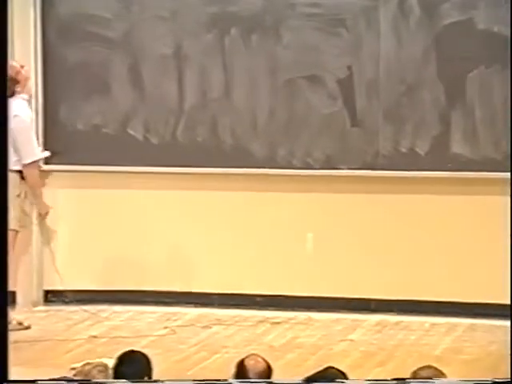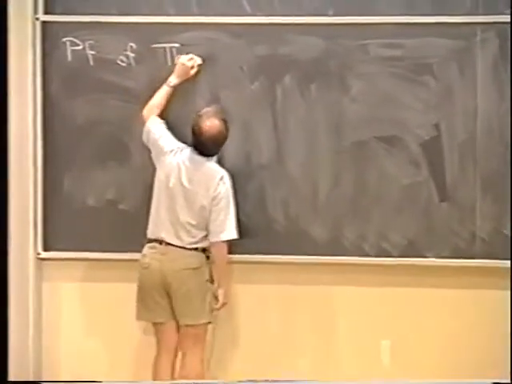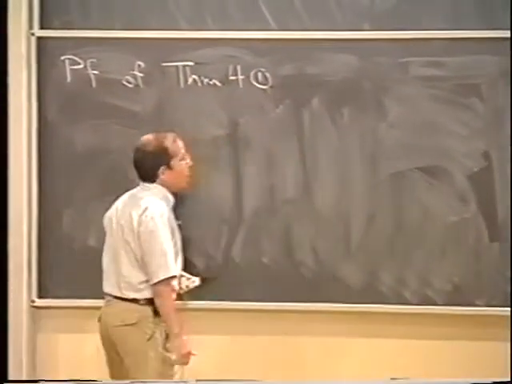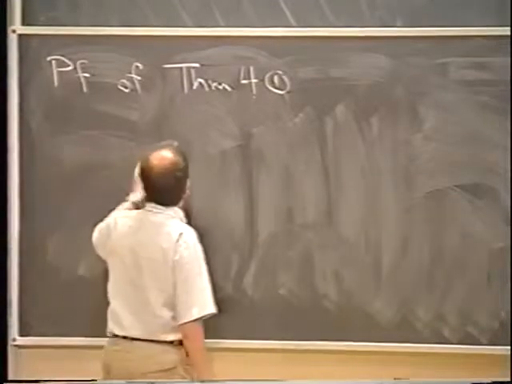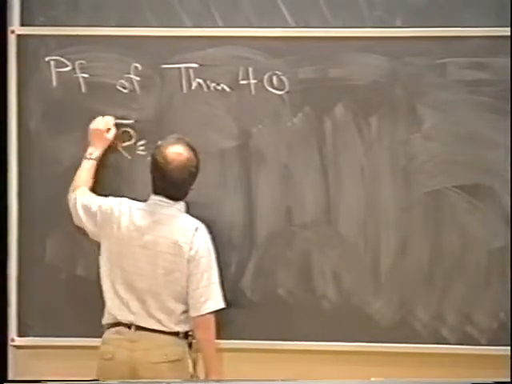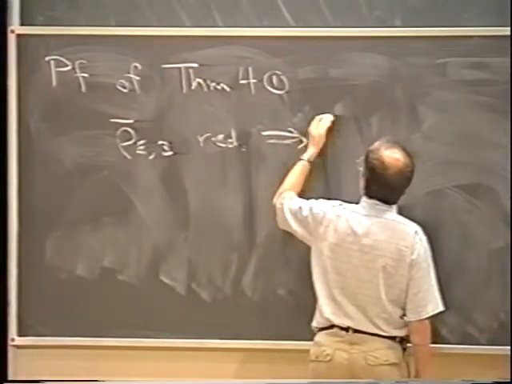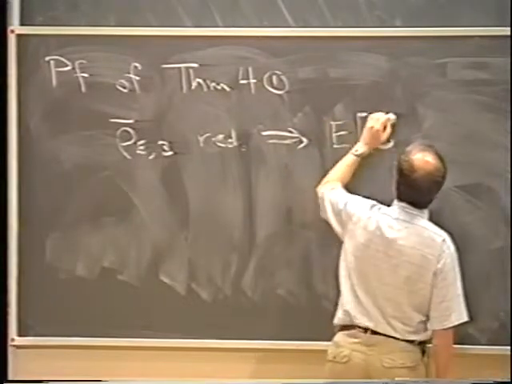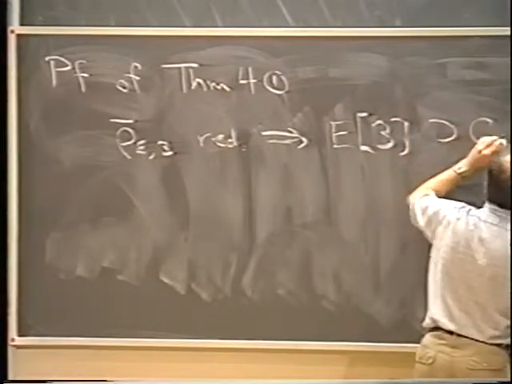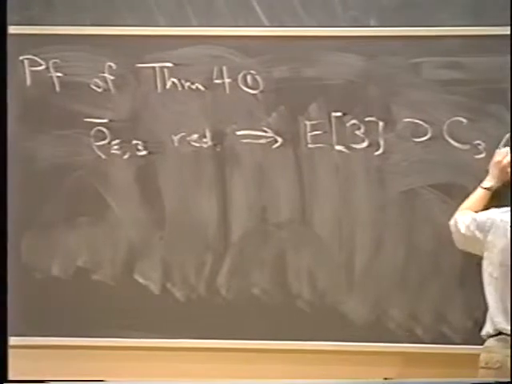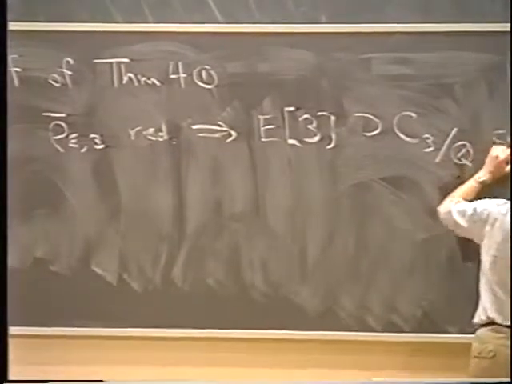Okay, so let's prove the first statement. Well, what does it mean for rho, the mod 3 representation, to be reducible? That's equivalent to saying that the Galois module of 3 torsion points has a cyclic subgroup C sub 3 defined over Q. So the subgroup is rational over Q, not necessarily the points. And this is cyclic of order 3.